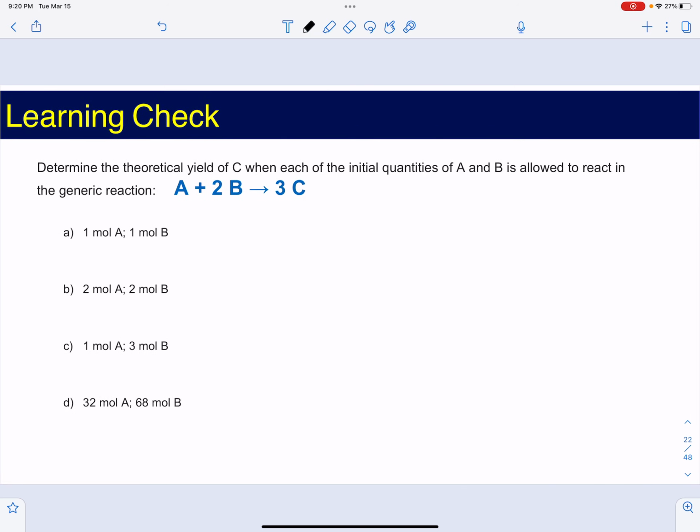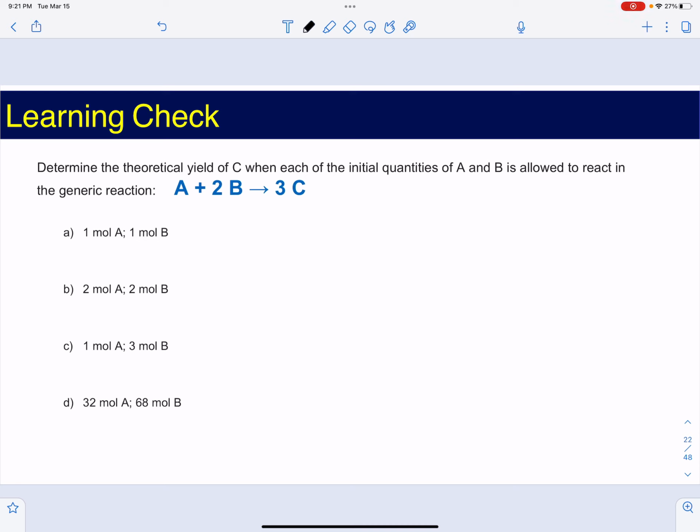So let's do another one. Determine the theoretical yield. So we found the limiting reactant. So once you find the limiting reactant, whatever amount of product you make with that, that's your theoretical yield. So step number 1, find the limiting reactant. And any calculation from there on has to be done with the one that is going to limit you only. So let's find the limiting reactant first.